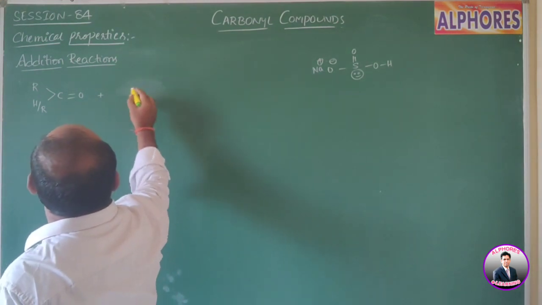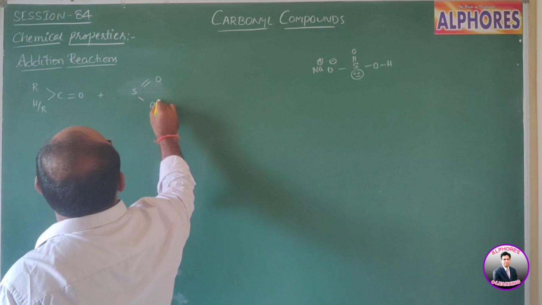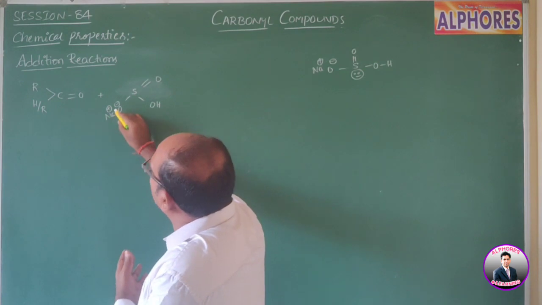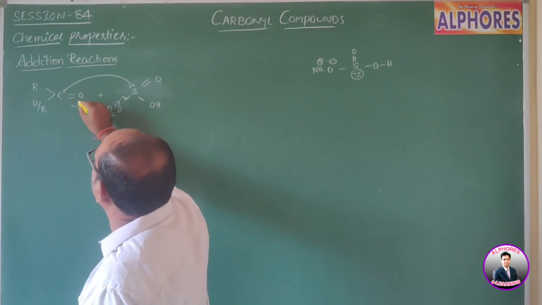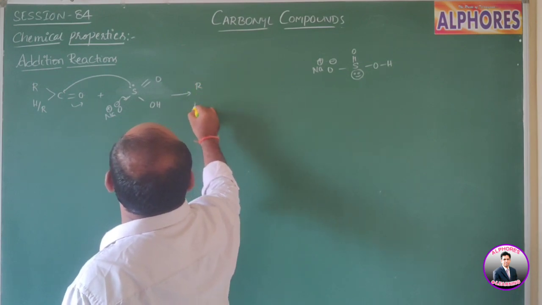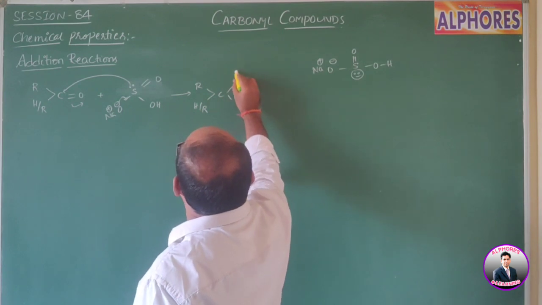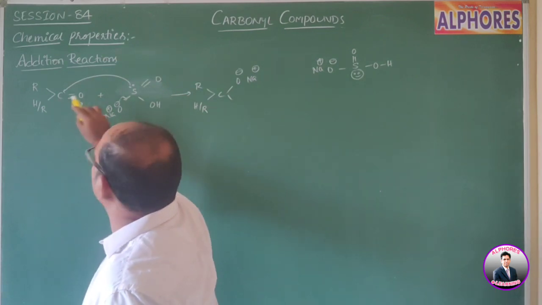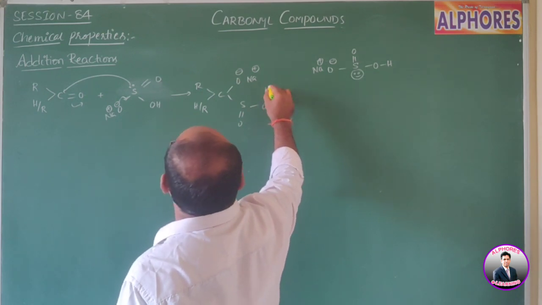Let us write sulfur here, with S double bond O, OH and O minus Na plus. After ionization, this O minus gives its electron pair to the sulfur, and sulfur takes part in the reaction. Later this Na plus goes here. As a result, we get R, H, R, C with O minus, and Na plus, and there will be a new bond formation between carbon and sulfur, with double bond O and OH.